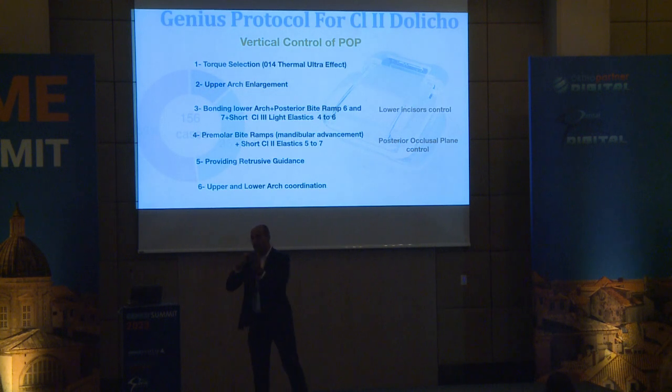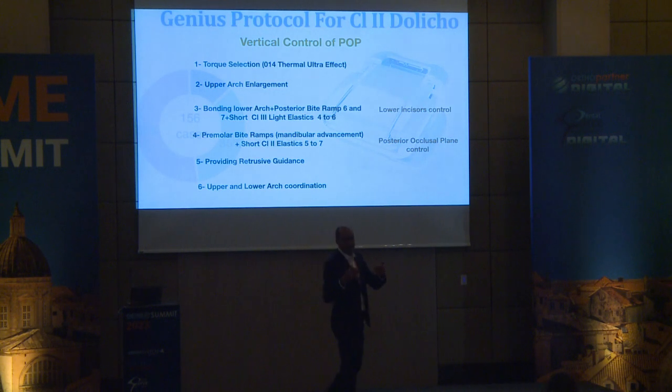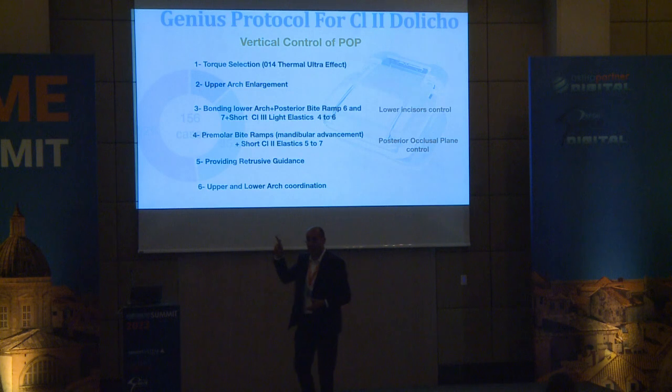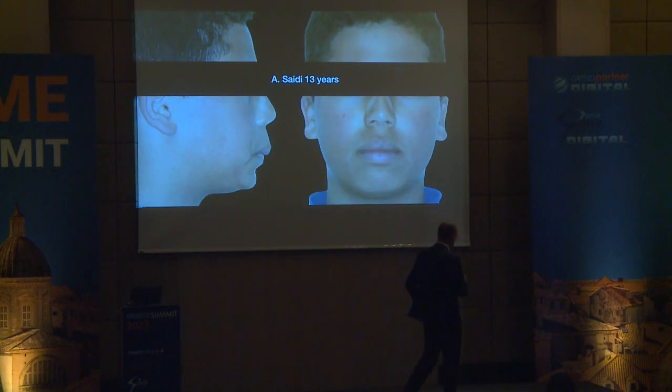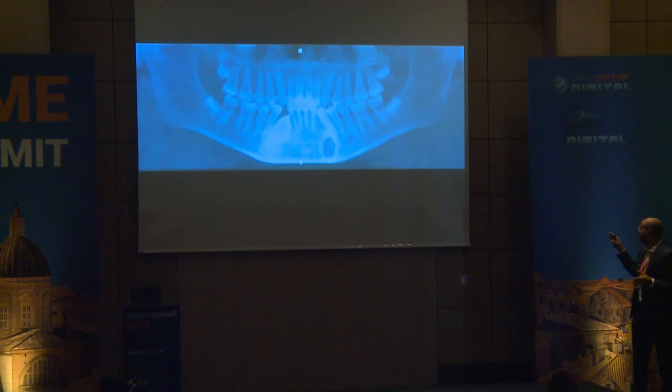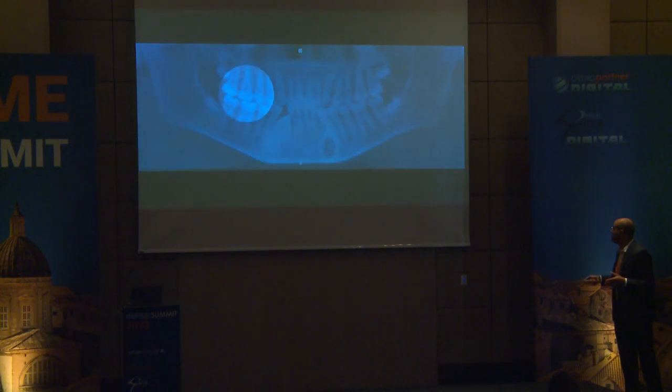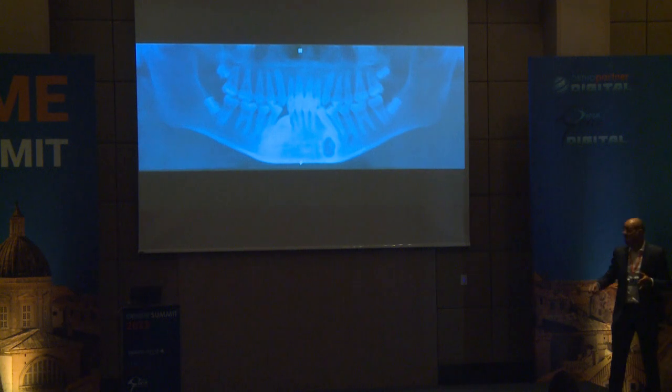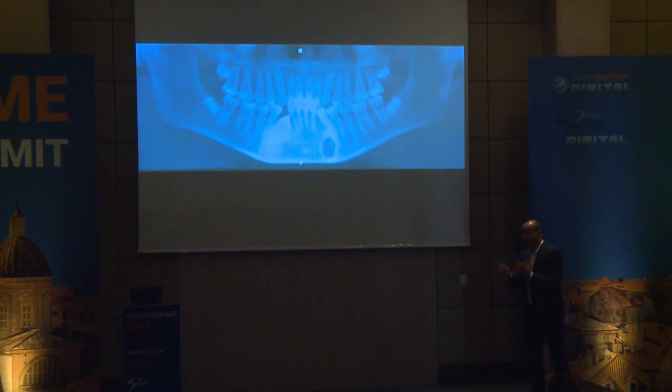And once we upright all the molars and we control our incisor, we switch to a class 2 elastic and posterior and anterior bite ramps in order to enhance this forward rotation of the mandible. Finally, providing retrusive guidance, and upper and lower arch coordination. So this patient came to my office, he's 13 years old, and when we saw his pan, no place for the canine, and look at this molar, it is tilted mesially. And this is a kind of compensation: no place for the canine, so all the molars go forward.